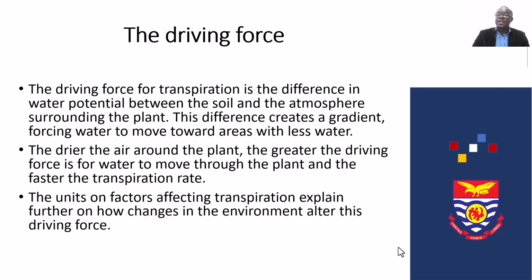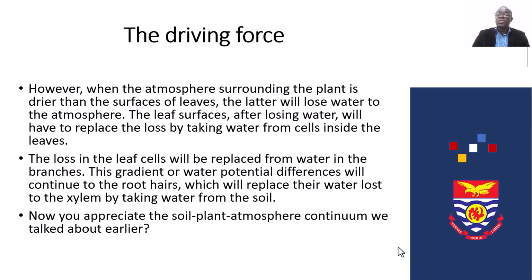Units of factors affecting transpiration explain further on how changes in the environment alter this driving force. However, the atmosphere surrounding the plant is drier than the surfaces of leaves. The latter will lose water to the atmosphere. The leaf surfaces, after losing water, will have to replace the loss by taking water from cells inside the leaves. The loss in the leaf cells will be replaced from water in the branches.